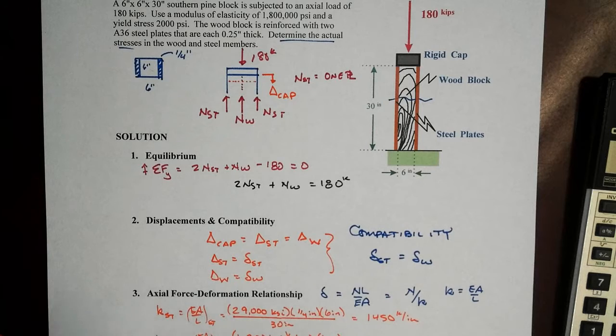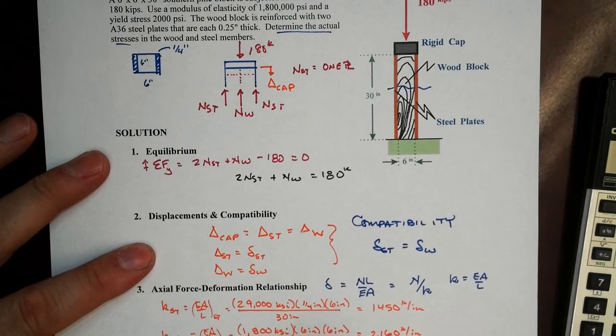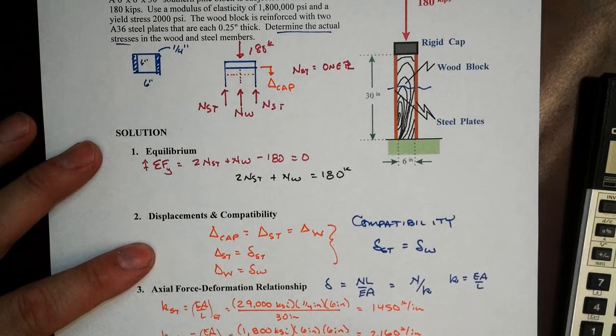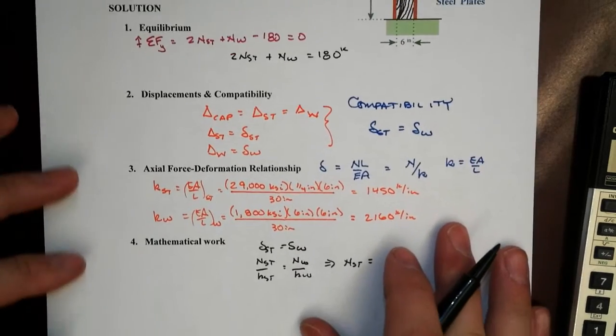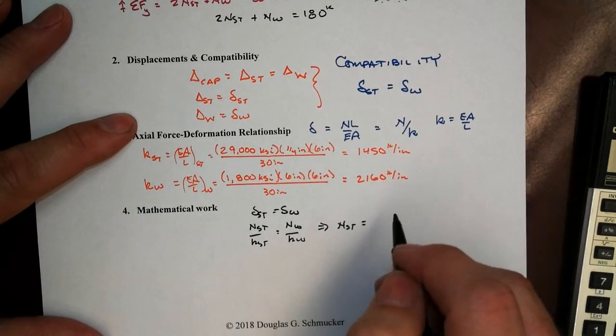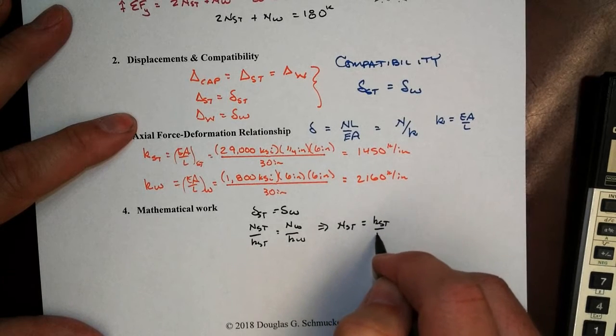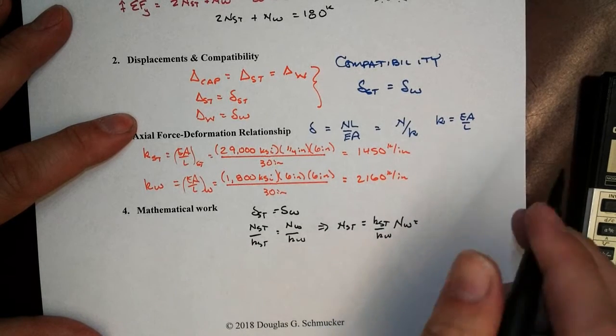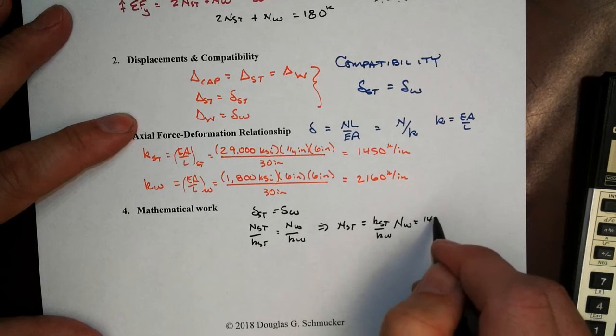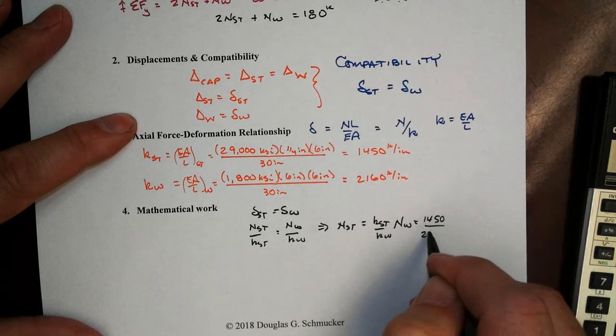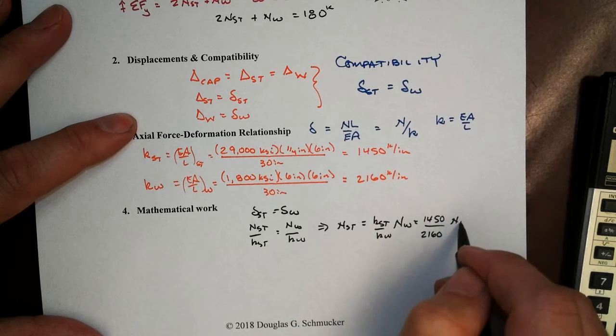mathematical work. We've got delta steel equals delta wood, and delta steel is equal to N steel over K steel, and delta wood is equal to N wood over K wood. So therefore N steel is equal to K steel over K wood times N wood, and that would be 1450 kips per inch over 2160 kips per inch, so those units would cancel out.